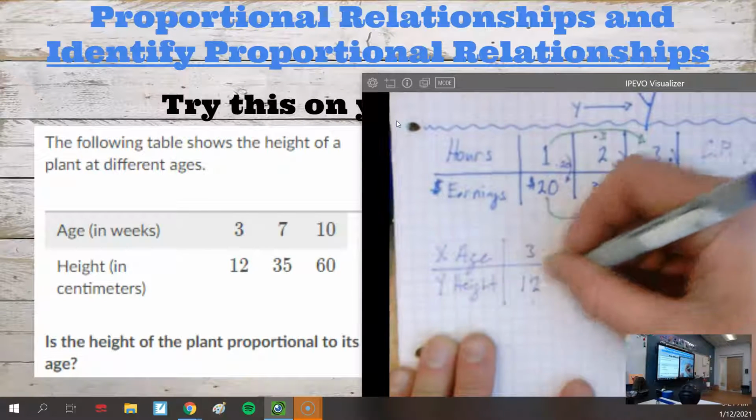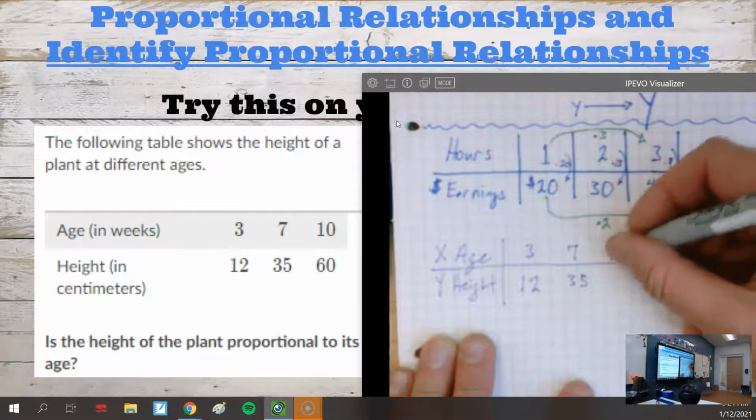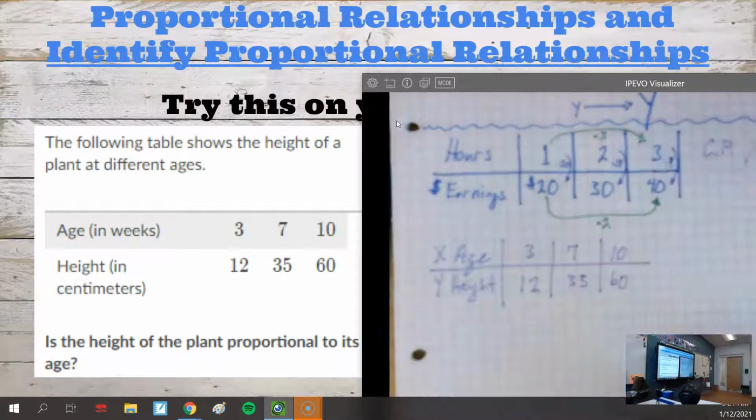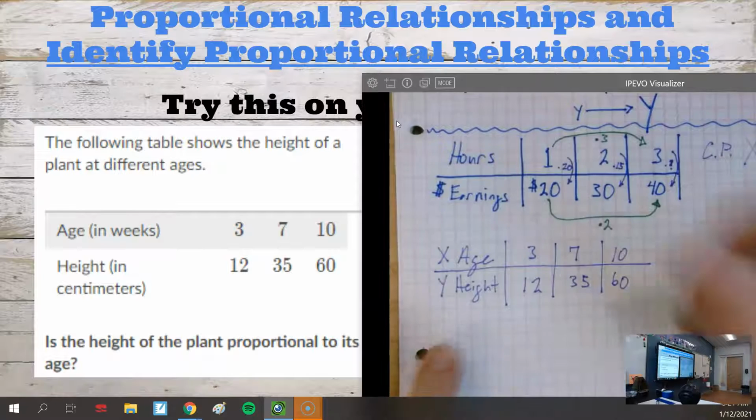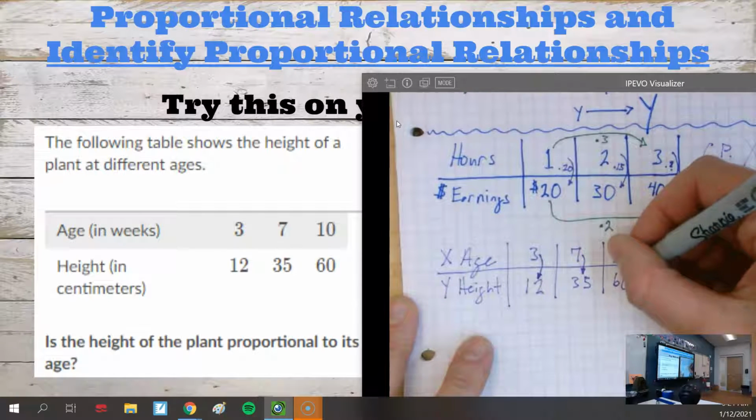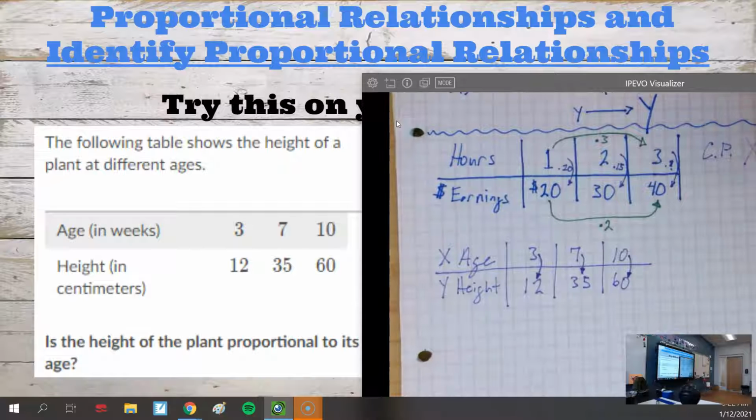3 goes to 12, 7 goes to 35, and 10 goes to 60. What do you guys think? Turn to a neighbor and discuss. It's like 35 times 4, 4 divided by 7 is 5. So you guys can probably figure this out pretty quickly.